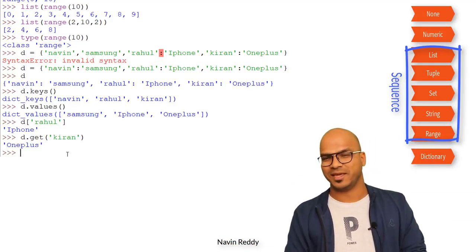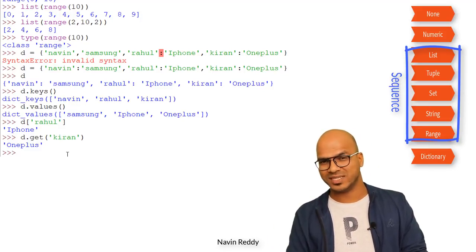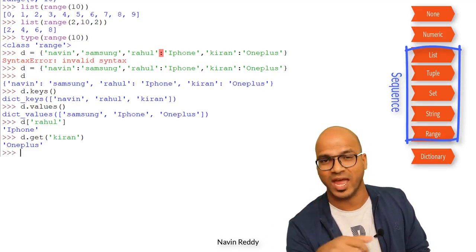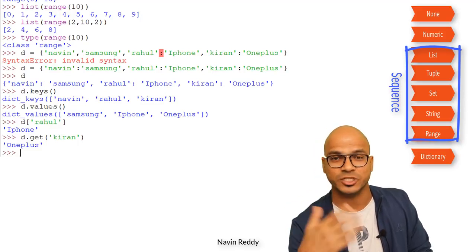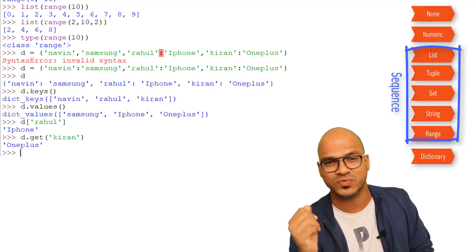That's how you work with data types. So we have different data types. Let me just list those once again. So we have none, we have numeric types, we have sequence. In sequence, we have list, range, set, tuple, and then we have mapping, in which we have dictionary.